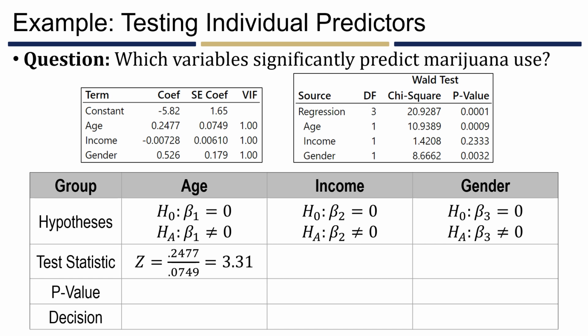So if we square this 3.31, we're actually going to end up with the 10.9389 that you see in the chi-square column in the output over on the right for the row for age. This means that we can use that corresponding p-value of 0.0009 as the p-value for testing to see if age is significant. What this means is that we reject the null and conclude that age is significant in this model.